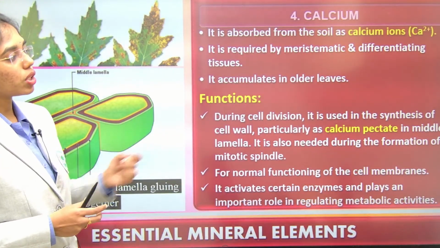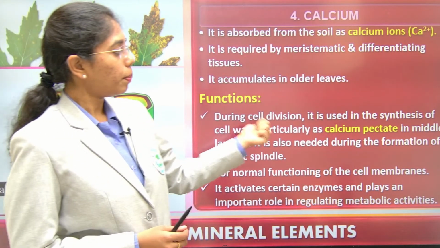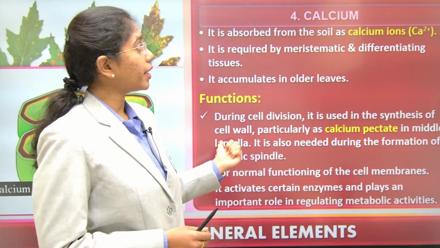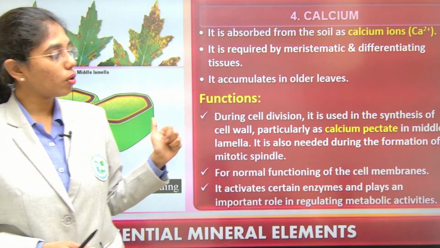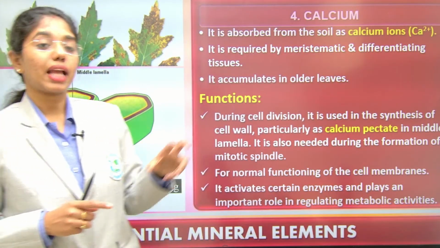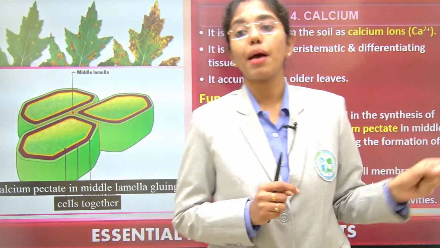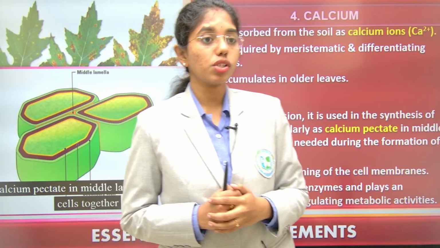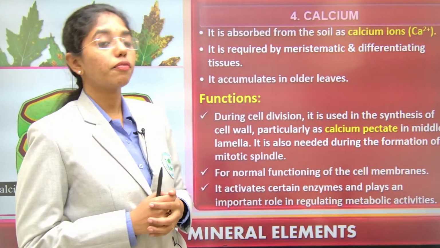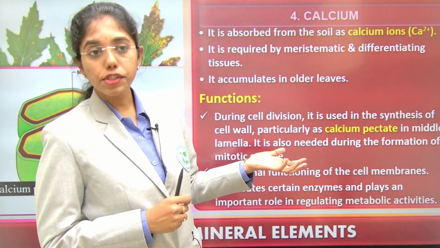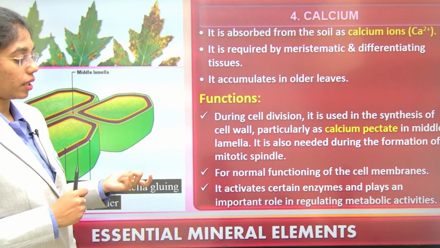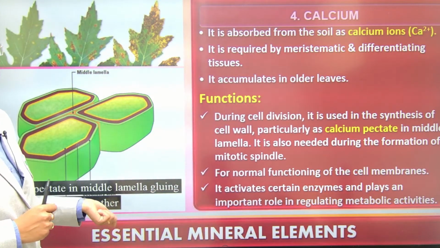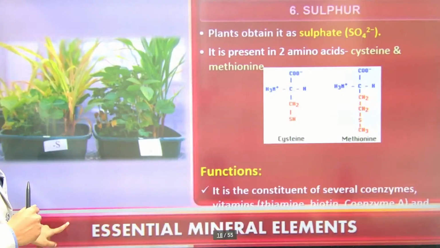Functions: during cell division, it is used in the synthesis of cell wall, particularly as calcium pectate in the middle lamella. It is also needed for the formation of the mitotic spindle. Calcium ions play a crucial role in calcium pectate and magnesium pectate, both of which are the composition of the middle lamella, which is the first formed wall layer in plant cells during cytokinesis. For normal functioning of the cell membranes, it also activates certain enzymes, and it plays an important role in regulating metabolic activities.